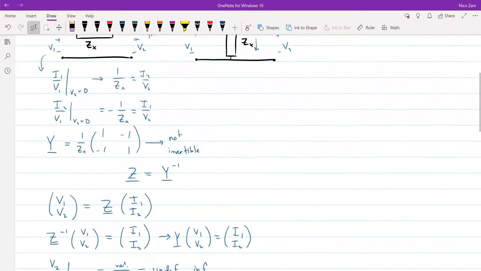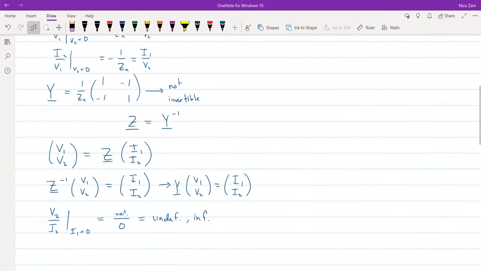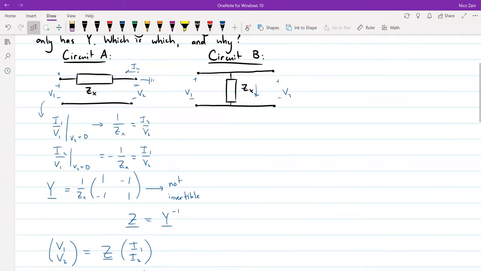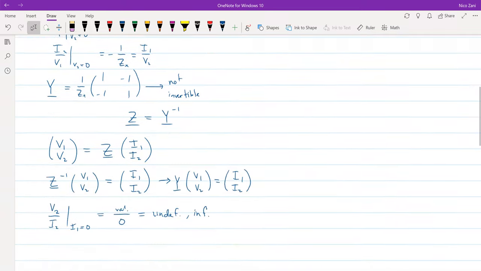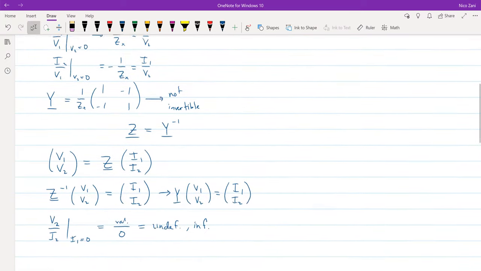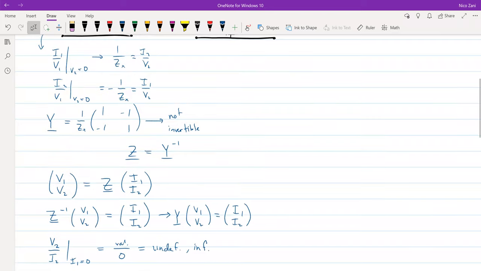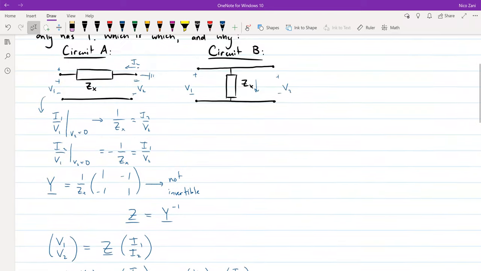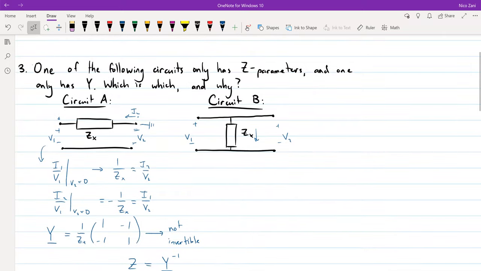And so more or less what this is telling us is that even though we might know I2, we might know I1, they don't necessarily tell us exactly what V1 and V2 are. They can only tell us relatively what they are, if that makes sense. And that is relative to each other. Essentially, I2 and I1 don't give us enough information to solve for V1 and V2. Whereas knowing V1 and V2 does give us enough information to solve for I1 and I2.